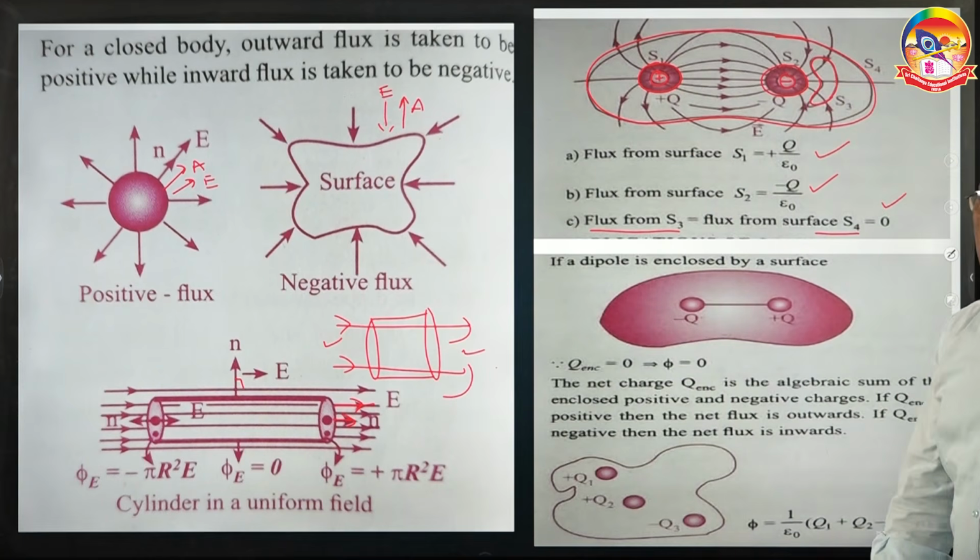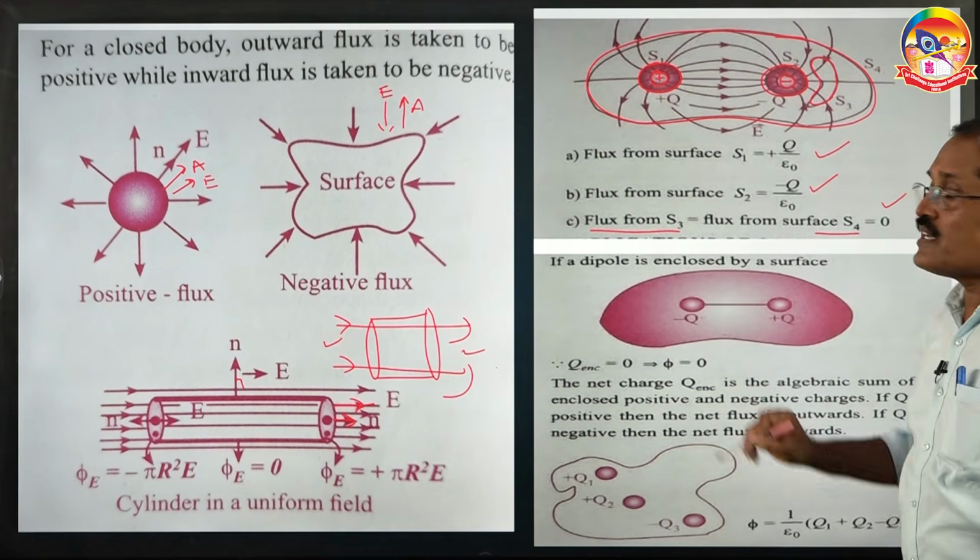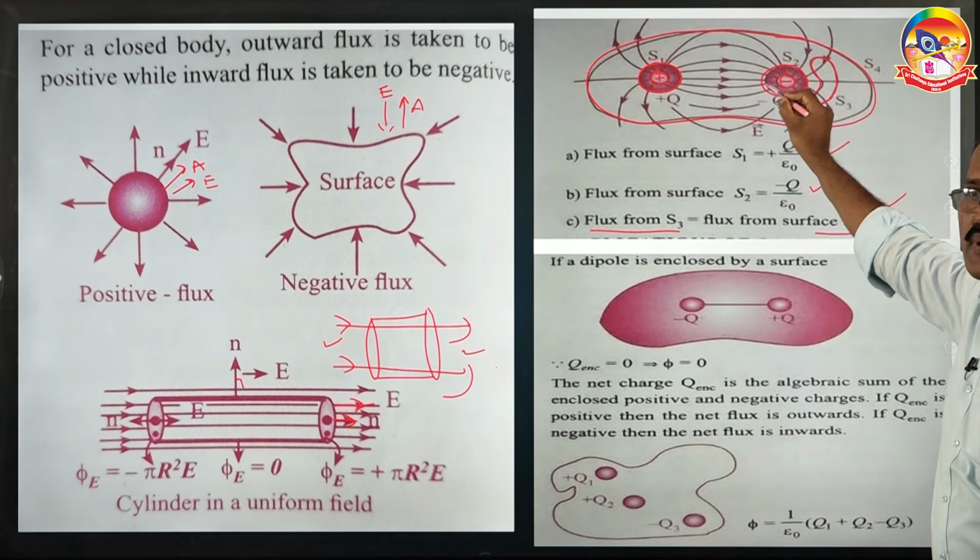These are the two charged particles we have. Flux through the first surface is equal to how much? It is q by epsilon naught. Second surface is equal to minus q by epsilon naught.